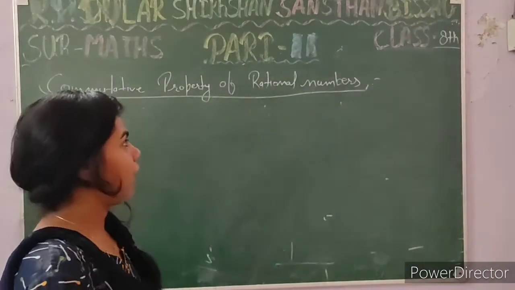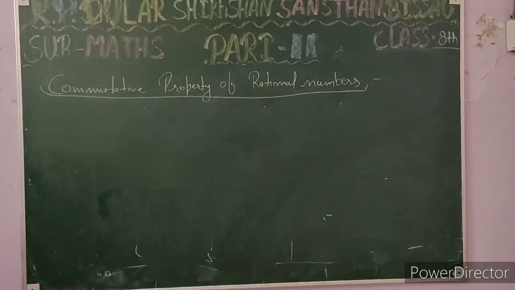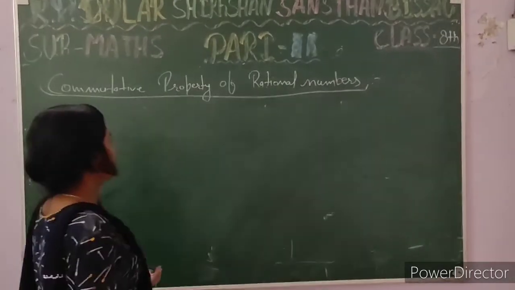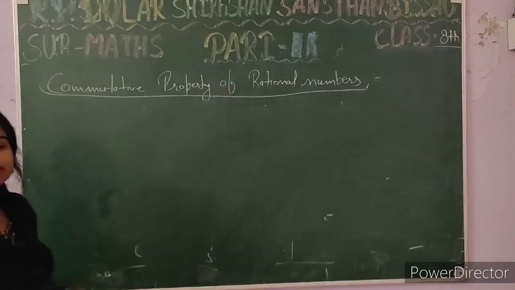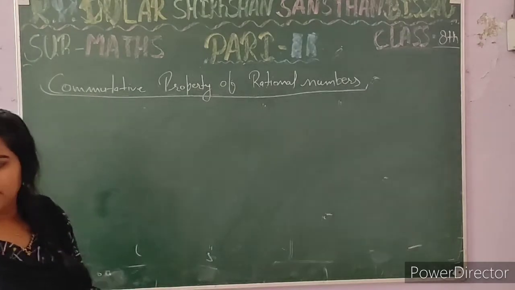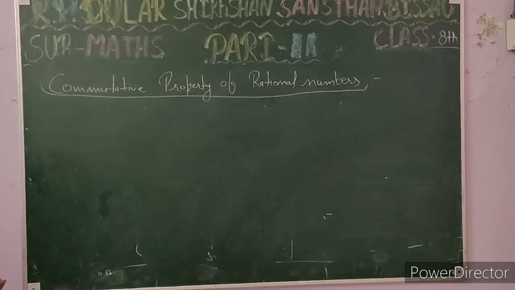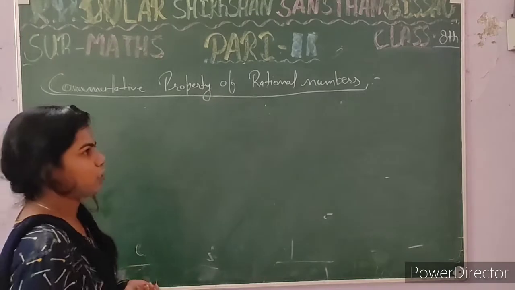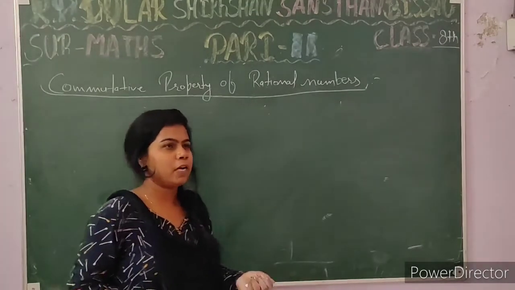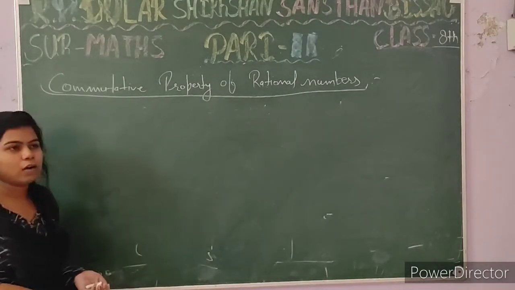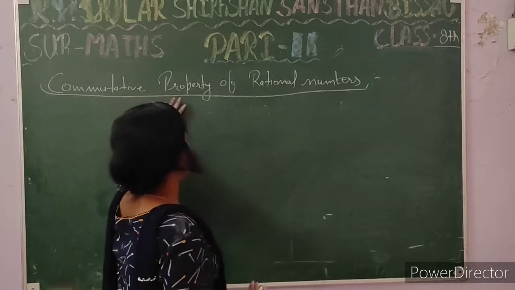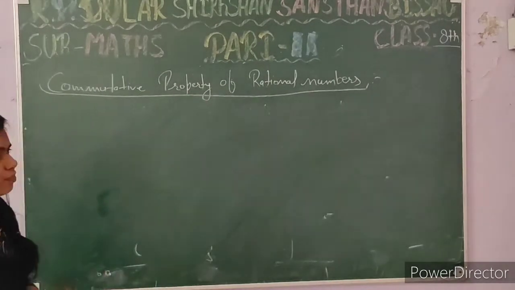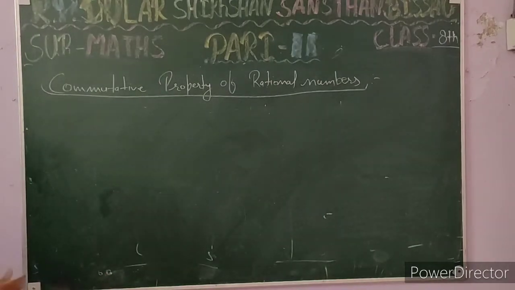Today is part 11. Okay, commutative property of rational numbers. In today's part 11, we'll study the commutative property of rational numbers. Okay, students, in the previous part we studied the commutative property of integers. What is the meaning of integer? And before this, in part 9, we studied the whole numbers. In today's class, we study the commutative property of rational numbers. Okay, students, very easy concept.